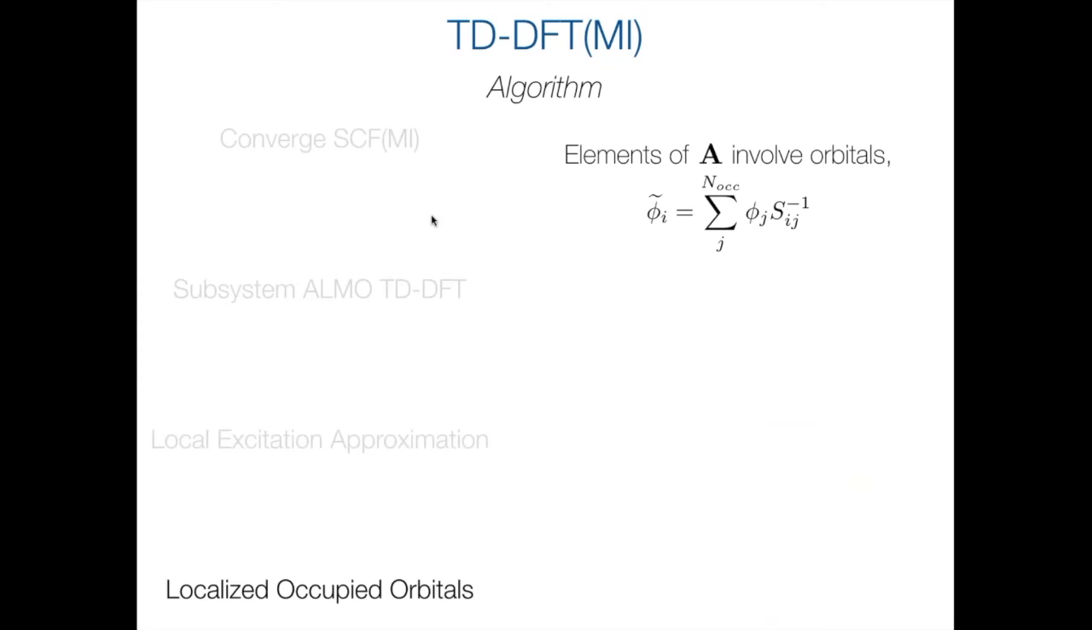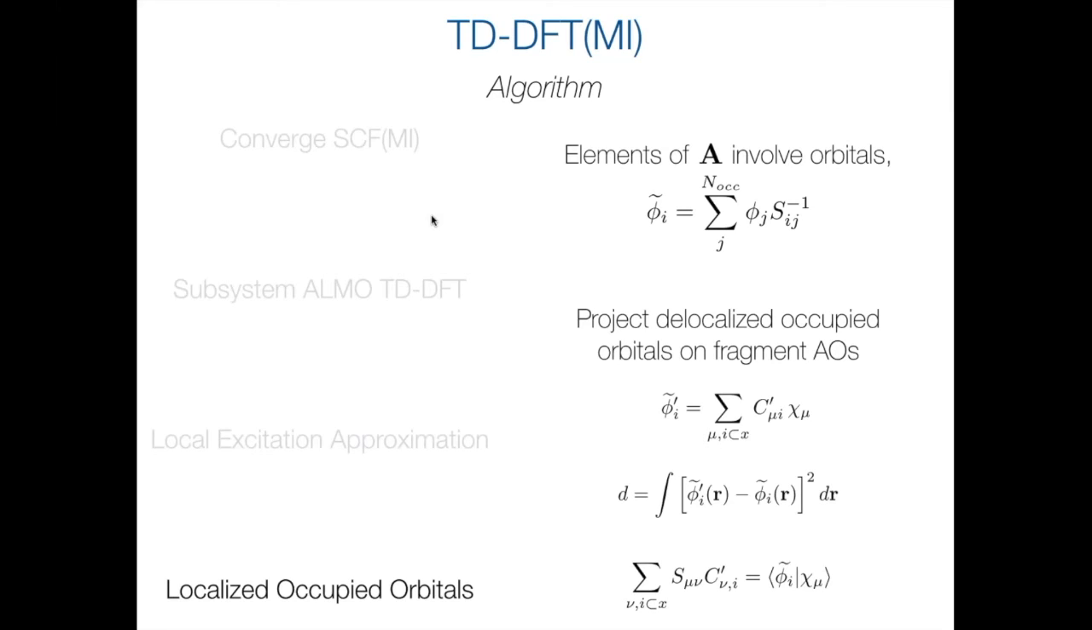There's one more trick that we use to reduce the cost. The coupling elements actually involve these delocalized occupied orbitals here in this tilde representation, but we will project these onto only the AOs that are on the two fragments that we're trying to couple by minimizing this functional D. Essentially, we're minimizing the difference between the original orbitals and this projected representation. And this is accomplished by solving a set of linear equations in the bottom line.